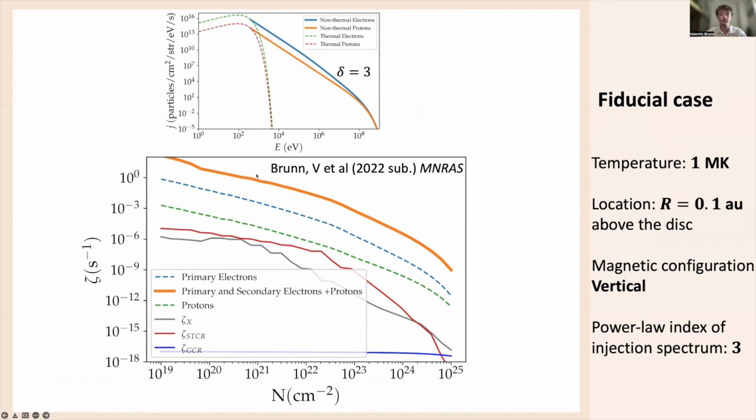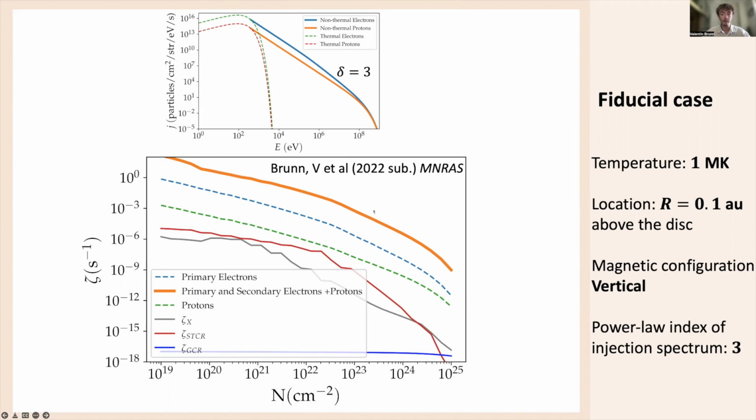Here we show the ionization rate as a function of column densities, for what we called our fiducial case. It is a 1 megakelvin flare that happened above the disk in the inner region at a radius of 0.1 AU from the central star, and the particles emitted propagate along a vertical magnetic field line. The injection spectrum has a power law index of 3. On the upper graph is plotted the injection spectra of the protons and primary electrons. On the lower graph, we have the ionization rate produced by each of these components and the total ionization rate in orange, which is the sum of the primary electrons and protons, and includes the contribution of the secondary electrons.